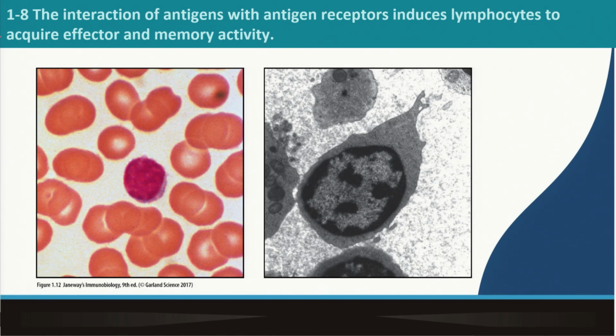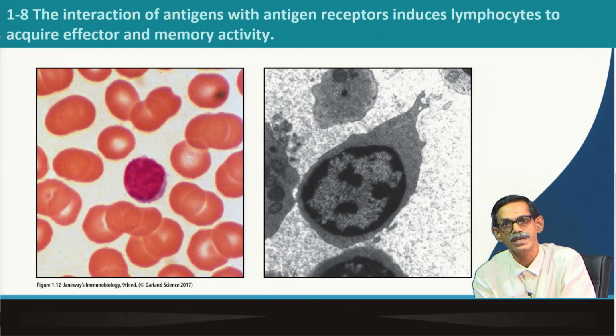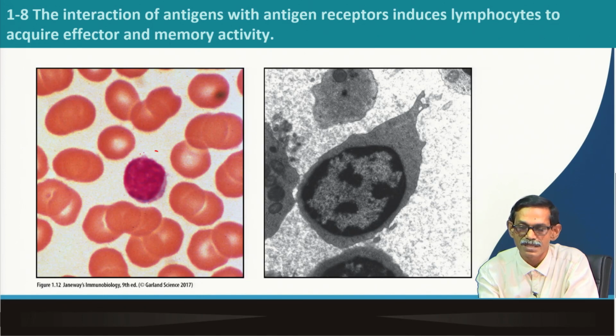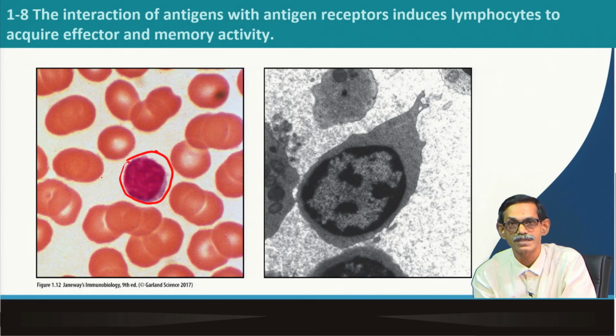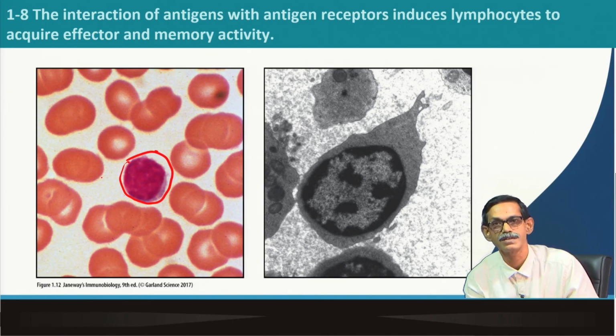The point of adaptive immunity was that the interaction of antigen with antigen receptor induces lymphocytes to acquire effector and memory activity. How does this lymphocyte look? This is a lymphocyte in blood, and this is the electron micrograph. Seeing them, it is not much to understand exactly, but this is just to show you how the lymphocyte looks under a regular microscope and an electron microscope.